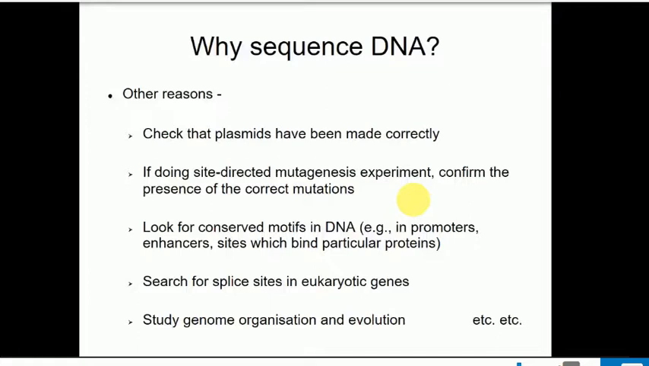So everything right down from just checking whether a particular base has changed in a mutagenesis construct that you've made, right the way up to comparing the genomes of humans and chimpanzees or different forms of yeast or whatever, you have to have the ability to sequence DNA in order to make that possible.